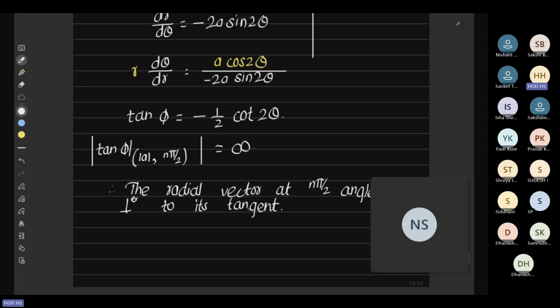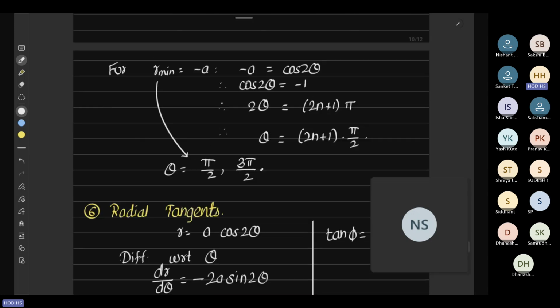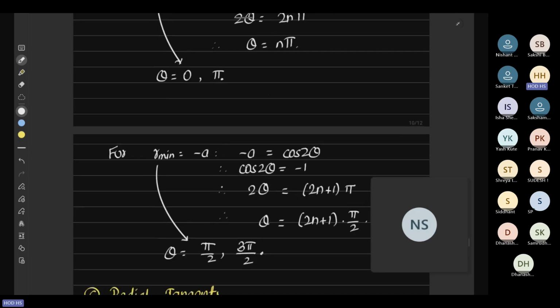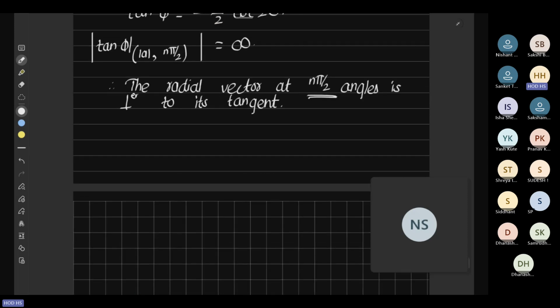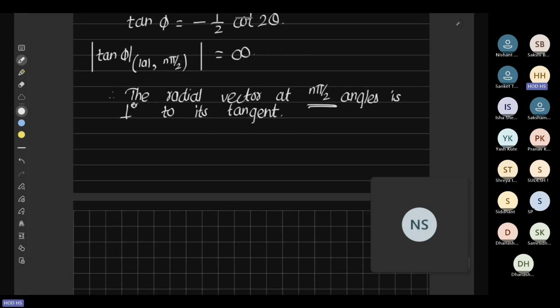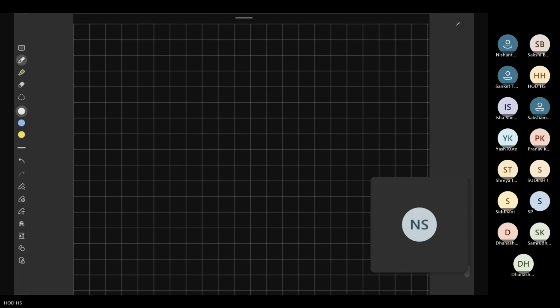So radial vector and tangent vector are perpendicular at all those 4 points. So n is equal to 0, this point 0, n is equal to 1, this pi by 2, n is equal to 2, pi, n is equal to 3, 3 pi by 2. So I'm just writing down all of them in one go.